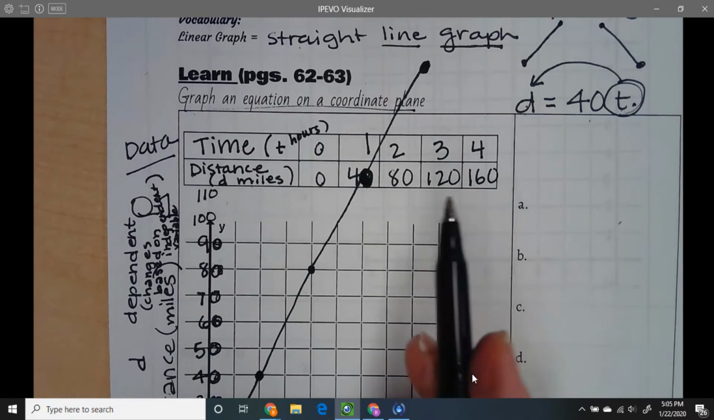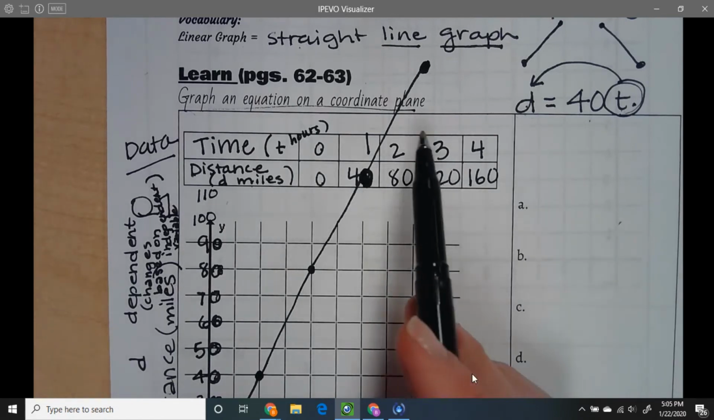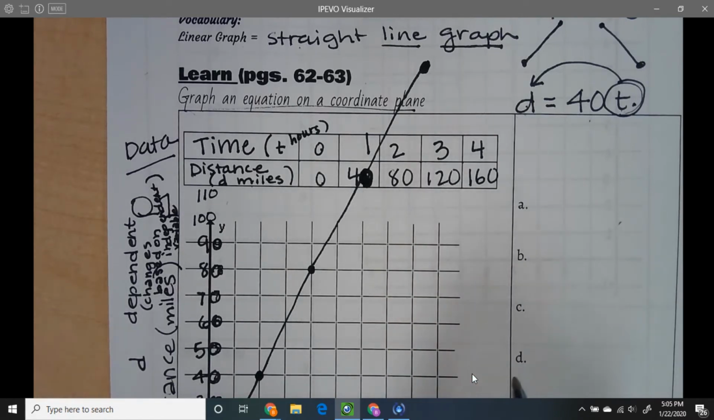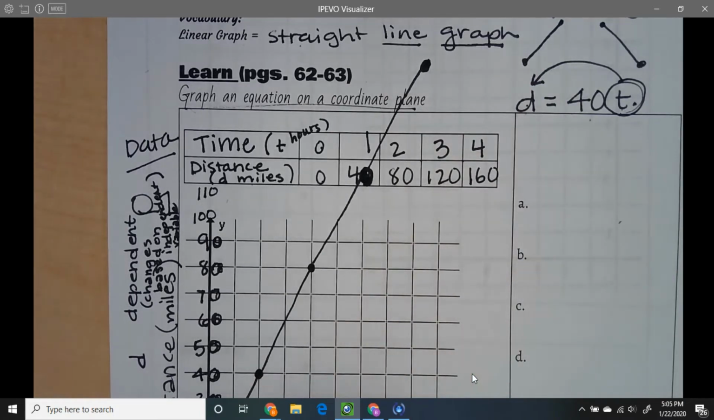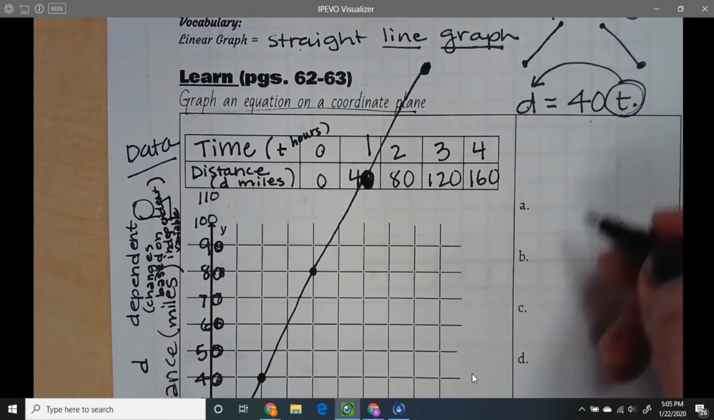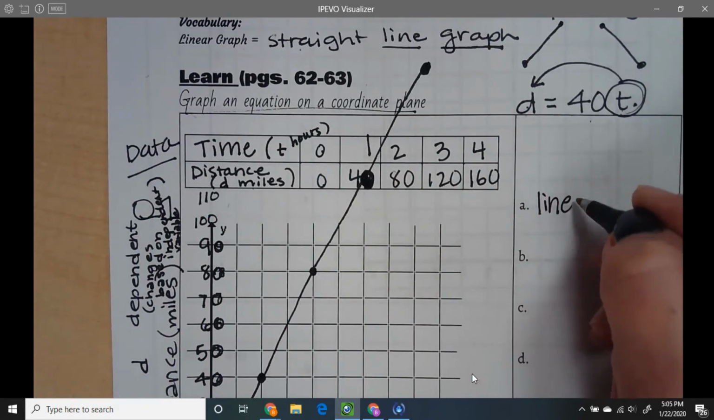Okay, and what the problem asks us, so once you have those plotted, it says for A, what type of graph is it? So we know it's a straight line graph, but I want the other word for that. And you should know from your vocabulary right here that it is a linear graph.